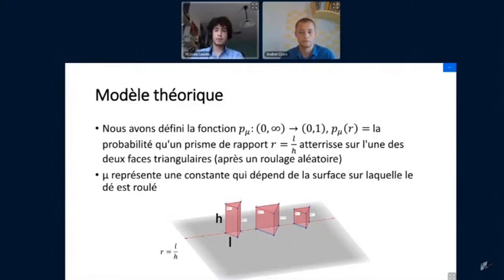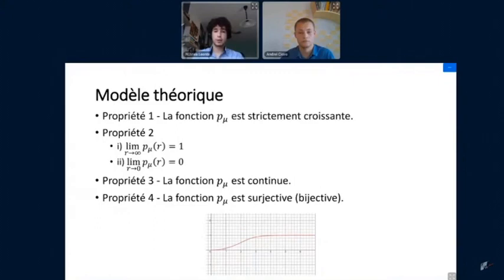For a 5-sided dice to be fair, the value of the function P mu of R must be equal with 2/5 or 0.4, because there are 2 triangular faces and 5 faces in total. So now we only needed to prove that there exists an R for which P mu of R equals 0.4. And for this, we proceeded to state and prove 4 properties of our function P mu.